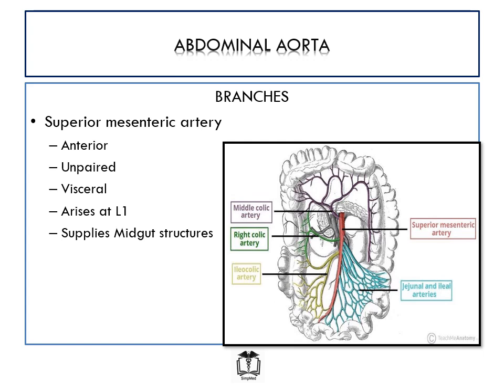So midgut structures would be the duodenum, or part of the duodenum below the major papilla, the jejunum and ileum, as well as the cecum, appendix, and then the proximal two thirds of the transverse colon and ascending colon. So those are structures that we refer to as derivatives of the midgut. They are all supplied by the superior mesenteric artery.